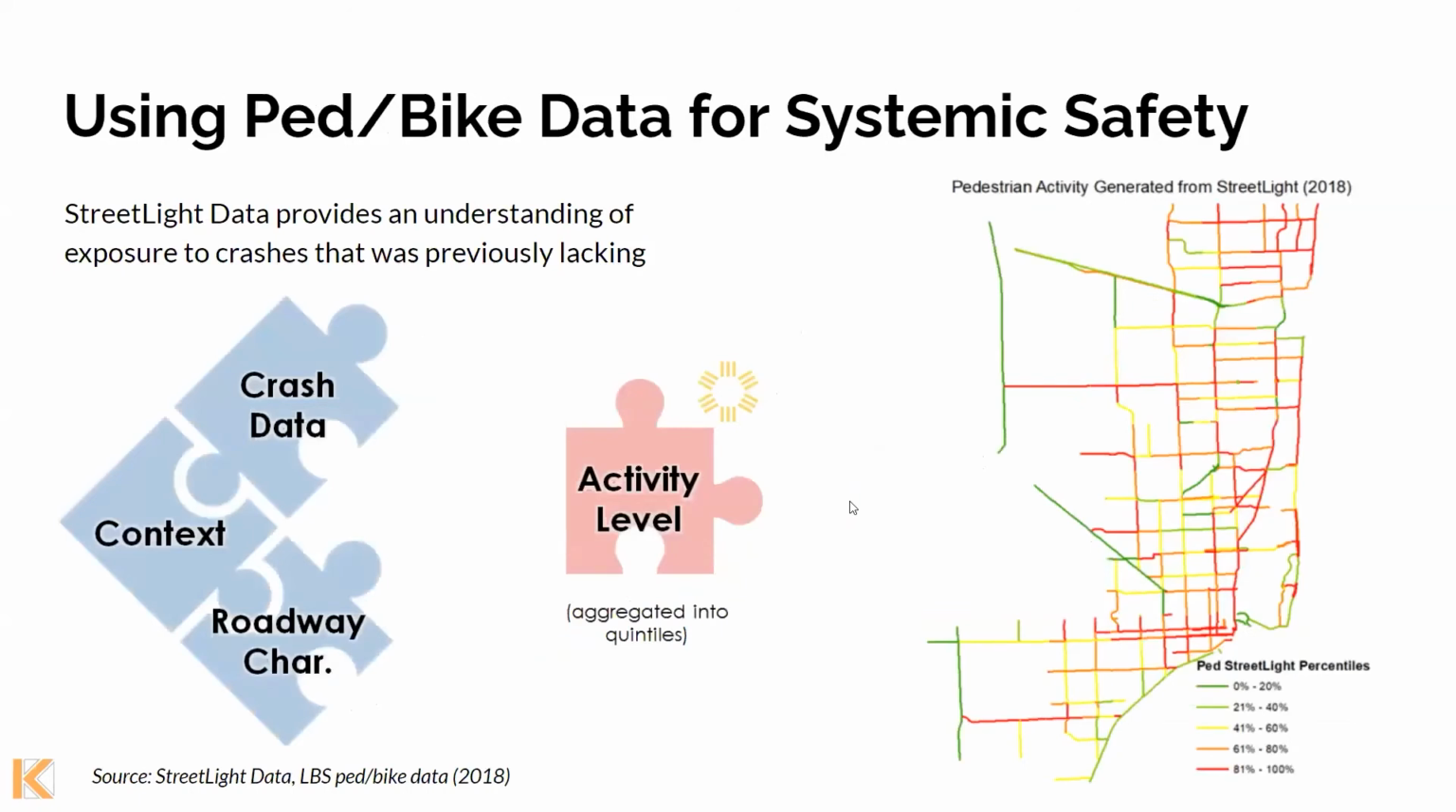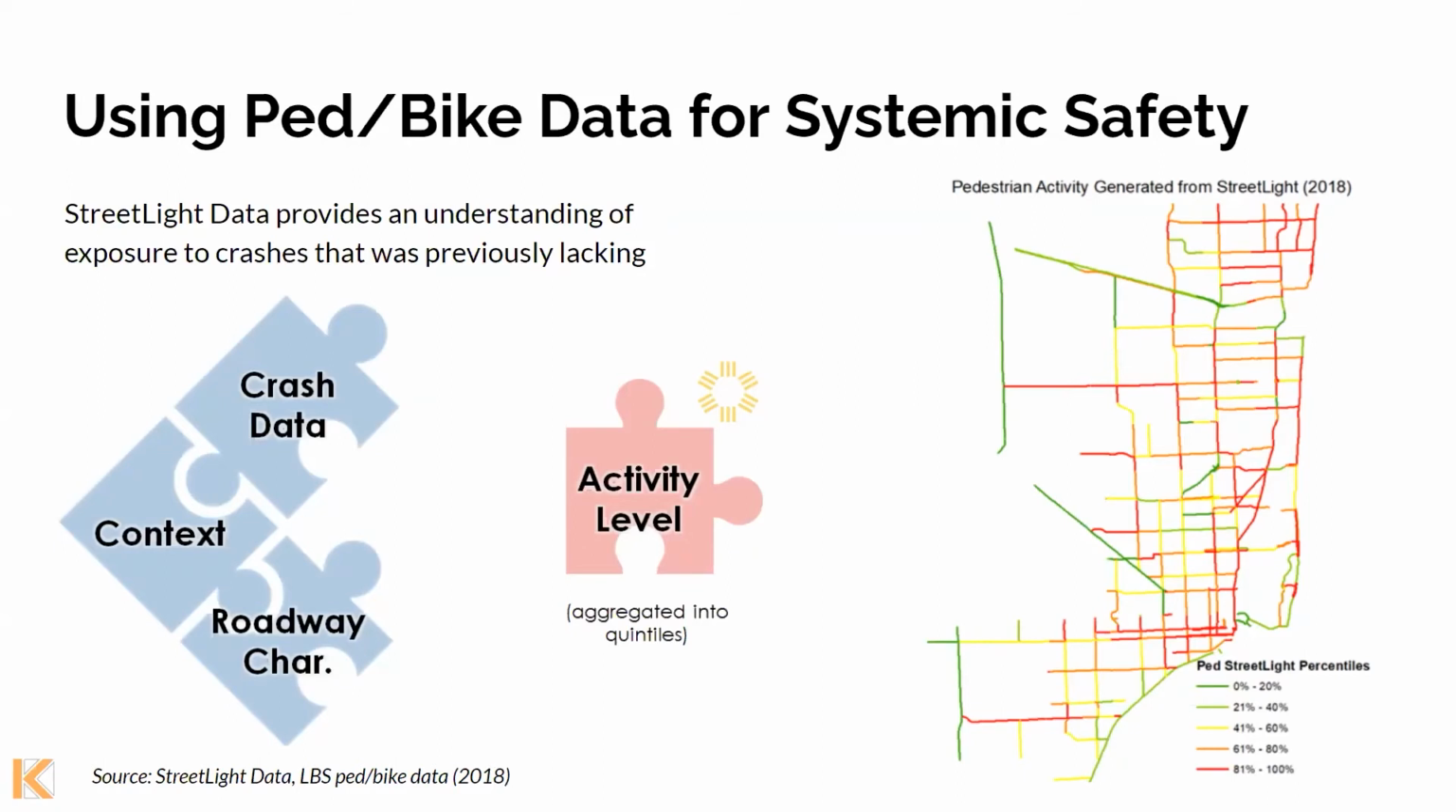And it's not only for guidance and communication. We actually have started using StreetLight data to inform some of our systemic safety analysis. This is where, instead of looking for a handful of high crash locations, we try to identify types of roads that are at most risk for crashes, and then can deploy systemic countermeasures for them.